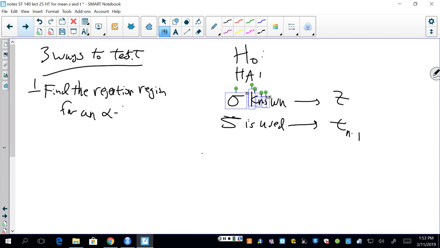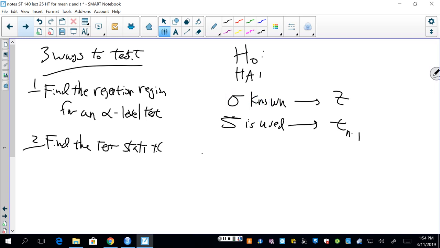For an alpha level test. Right. The second way is to find a test statistic. Convert it to a Z or a T, and then do the comparison on that level. Find the test statistic, which is either going to be a T value or a Z value. We'll do that in the next one.